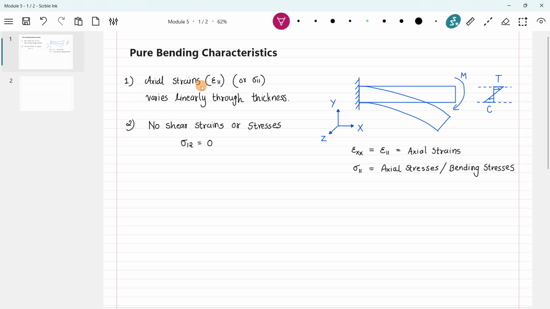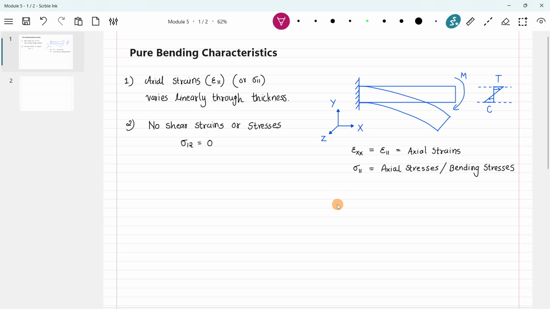The axial strains epsilon 11 or axial stresses sigma 11 vary linearly through the thickness. So in this case, x is r, epsilon xx, which is equal to epsilon 11. They are our bending strains, okay, axial strains. Basically, in FEA, we call them axial stresses. In solid mechanics, we call them bending stresses. And the second characteristic is that there are no shear stresses or strains, and therefore sigma 12 is equal to 0.